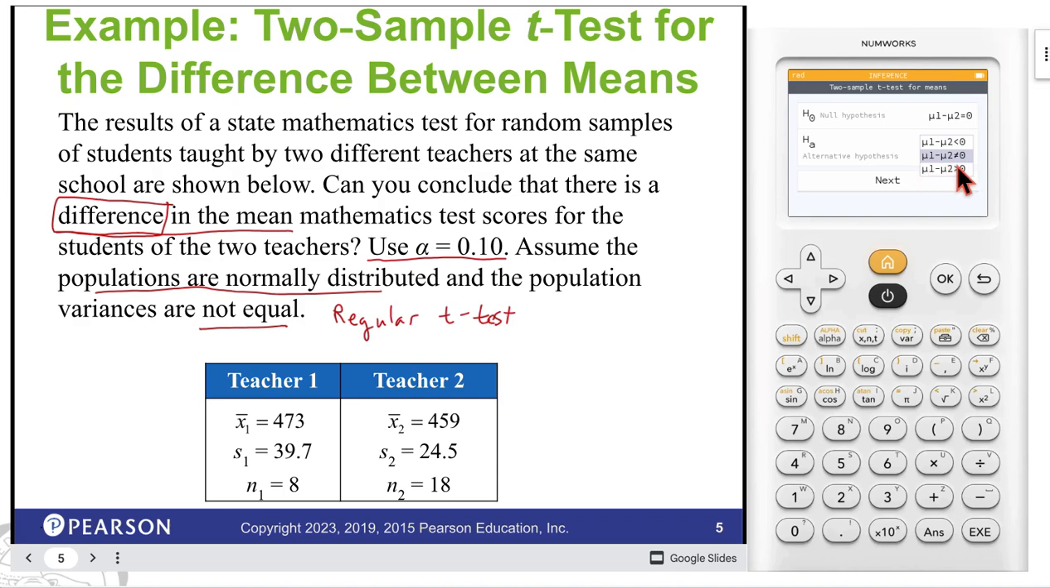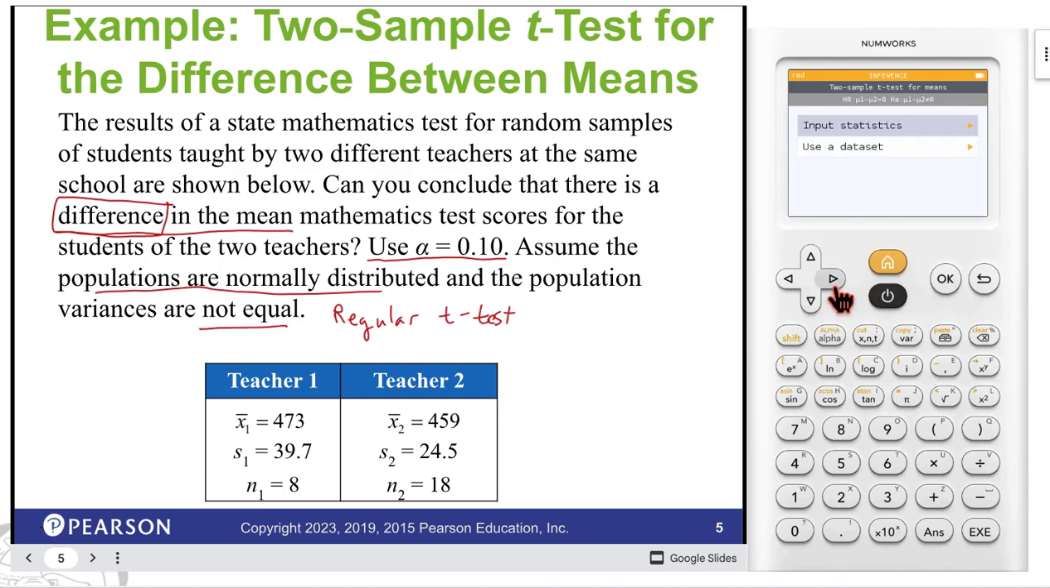And since they're just looking, are they different? That means that they're not equal. So we go for this two-tailed test. So that's an important part. Otherwise, how it sets up the rejection regions and everything will be different.